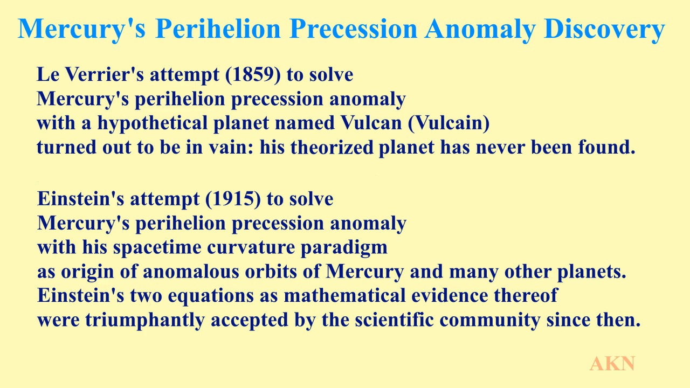Around half a century later, in 1915, Einstein made another attempt to solve Mercury's perihelion precession anomaly with his proposed spacetime curvature paradigm as the origin of the anomalous orbits of Mercury and many other planets inside the solar system. Einstein's two equations as mathematical evidence thereof were triumphantly accepted by the scientific community since then.